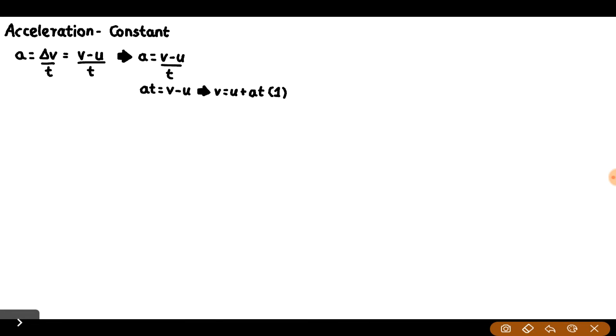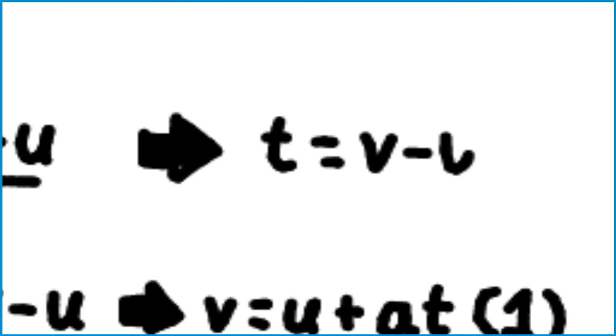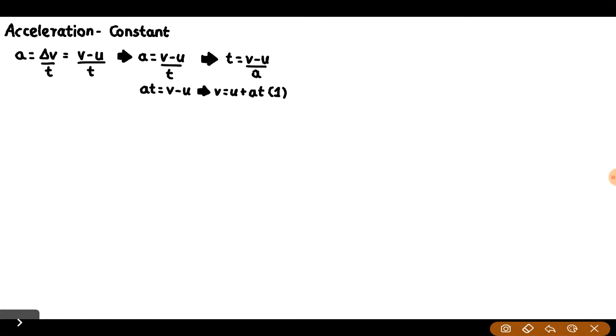This is the most important thing we are going to see here. When we reverse the acceleration with the time, we check the proof properly. T equals v minus u over acceleration. If we reverse the acceleration with time, time with acceleration, it's the correct point to check.